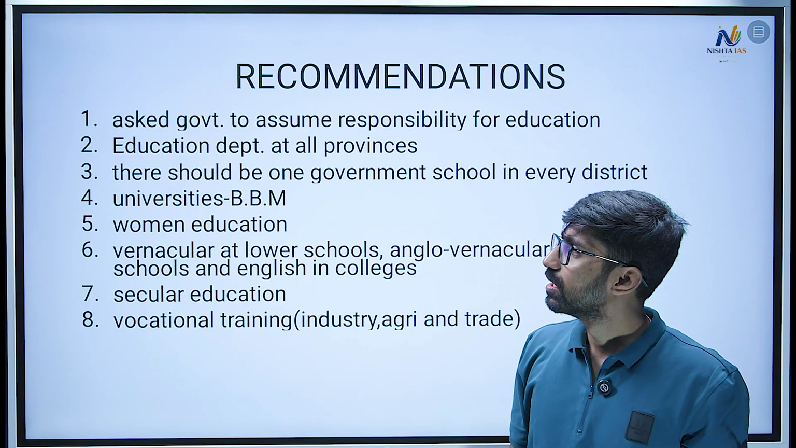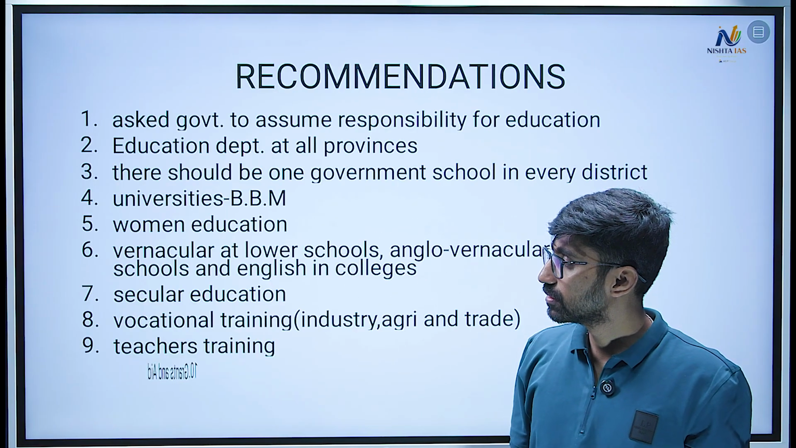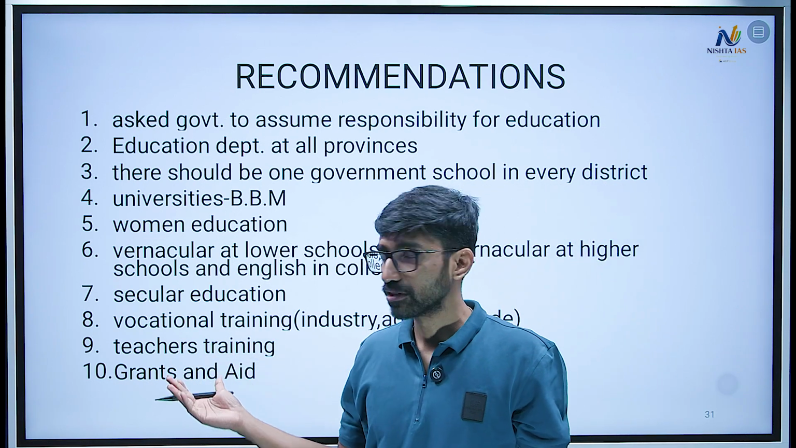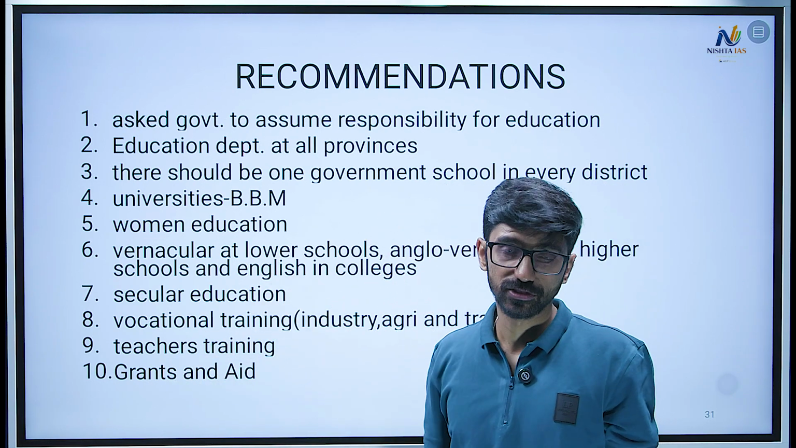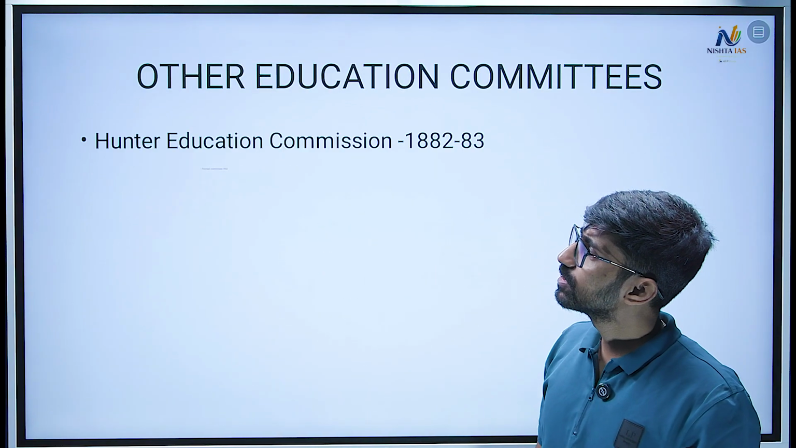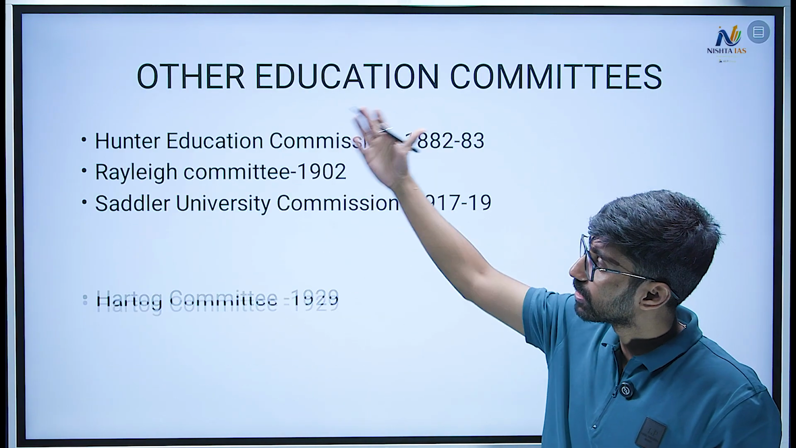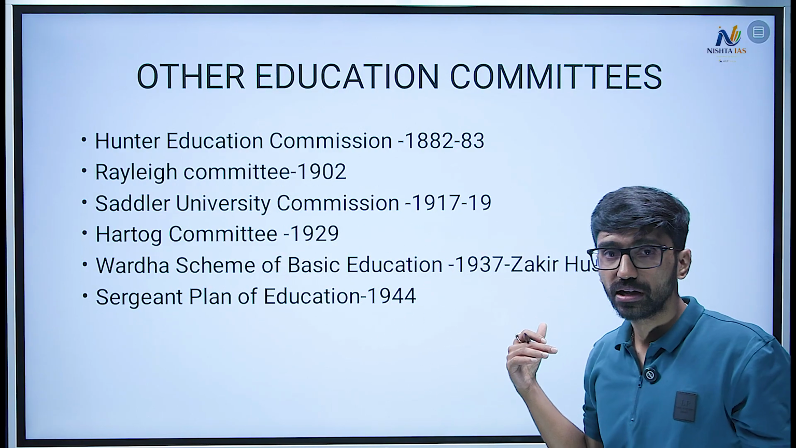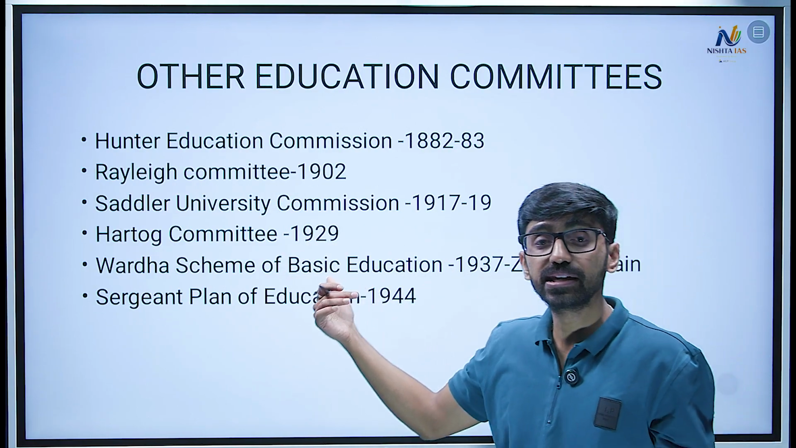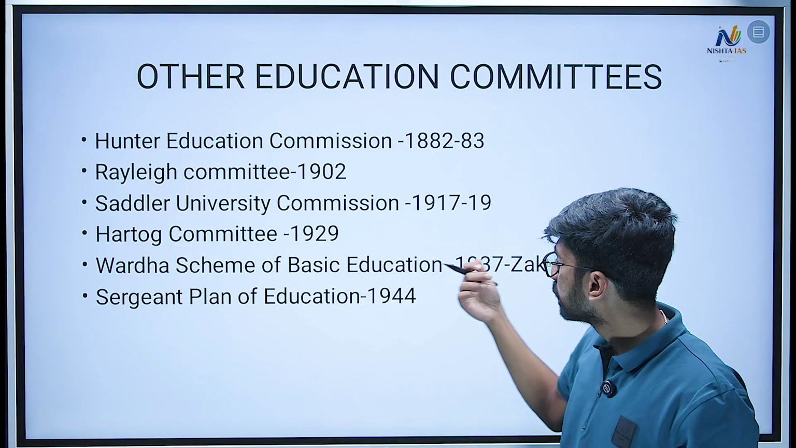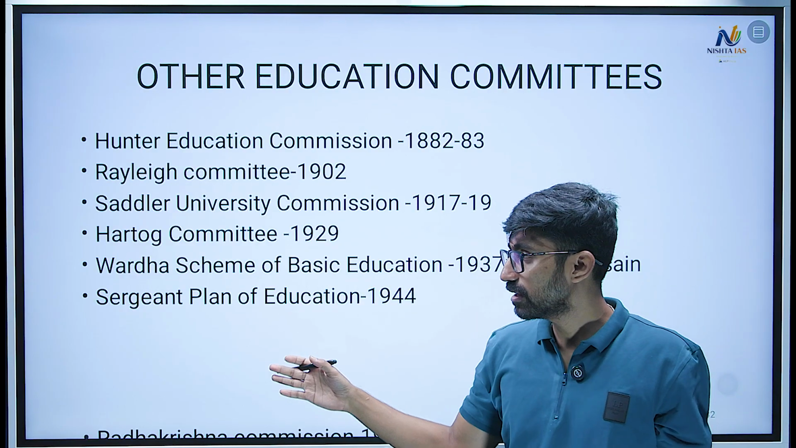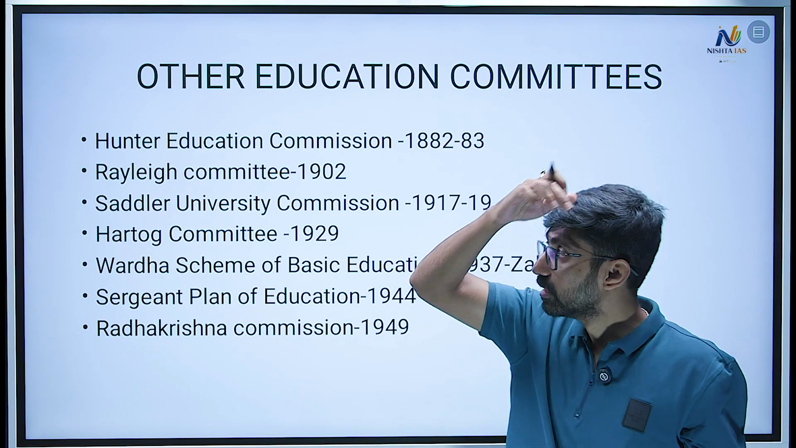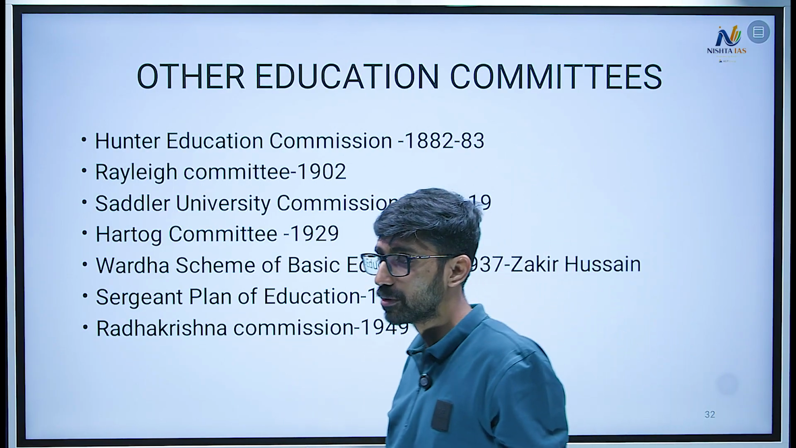But of course, the overall goal of the English was always to exploit India, and also to make Indians better consumers of British goods. Some other education committees are the Hunter Education Commission, Raleigh Committee, Sadler Committee, Abbott Committee, and the Wardha Scheme of Education. The Wardha Scheme is based on the Gandhian mode of education, and was recommended by the Zakir Hussain Committee. Then the Sargent Plan, and the Radhakrishnan Commission, 1949. So I mentioned all these committees.